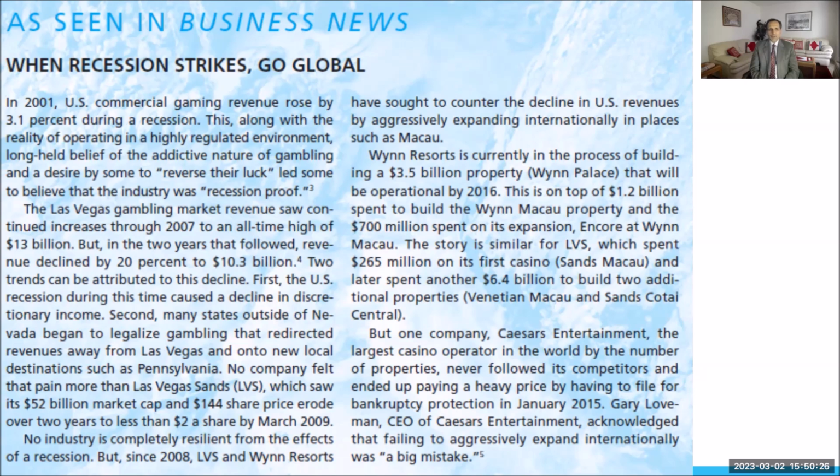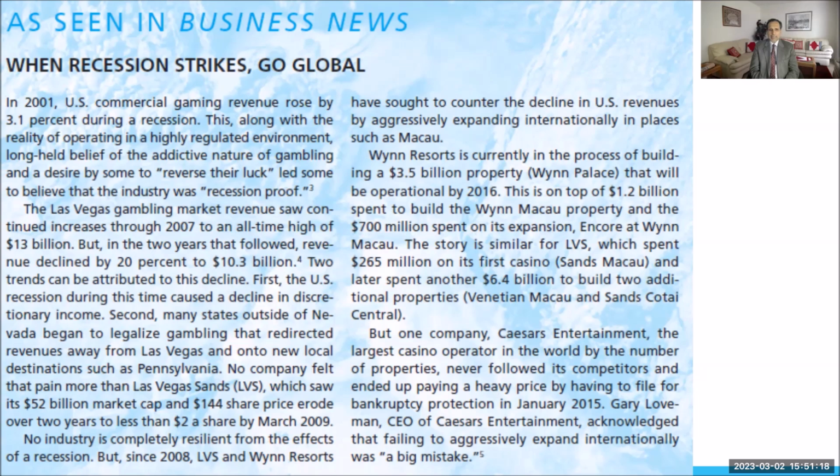But in the 2 years that followed, revenue declined by 20% to $10.3 billion. Two trends can be attributed to this decline. First, the US recession during this time caused a decline in discretionary income. Second, many states outside of Nevada began to legalize gambling, which redirected revenues away from Las Vegas and onto new local destinations, such as Pennsylvania. No company felt that pain more than the Las Vegas Sands, or LVS, which saw its $52 billion market cap and $144 per share price erode over 2 years to less than $2 a share by March 2009. So that's a huge decline for the company LVS.